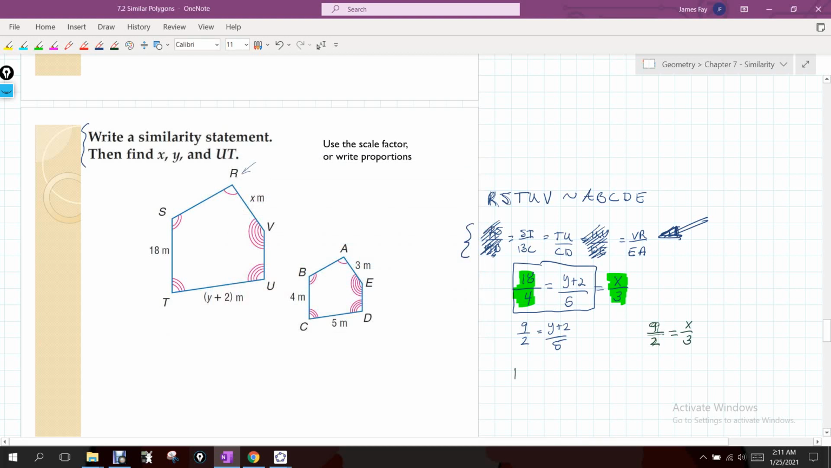So now cross multiplying, 9 times 5 is 45. 45 equals 2y plus 4. So you get 41 equals 2y. Y equals 41 halves. Over here, I get 2x equals 27. And then x will equal 27 halves.